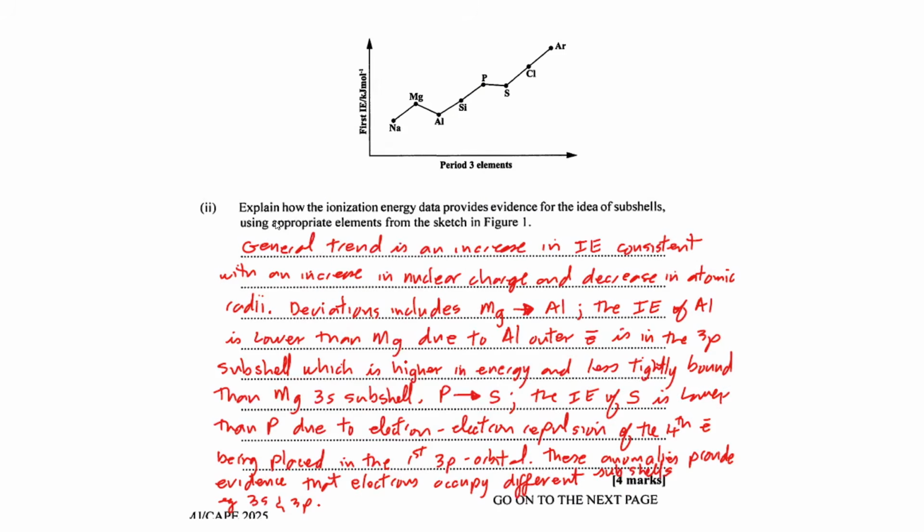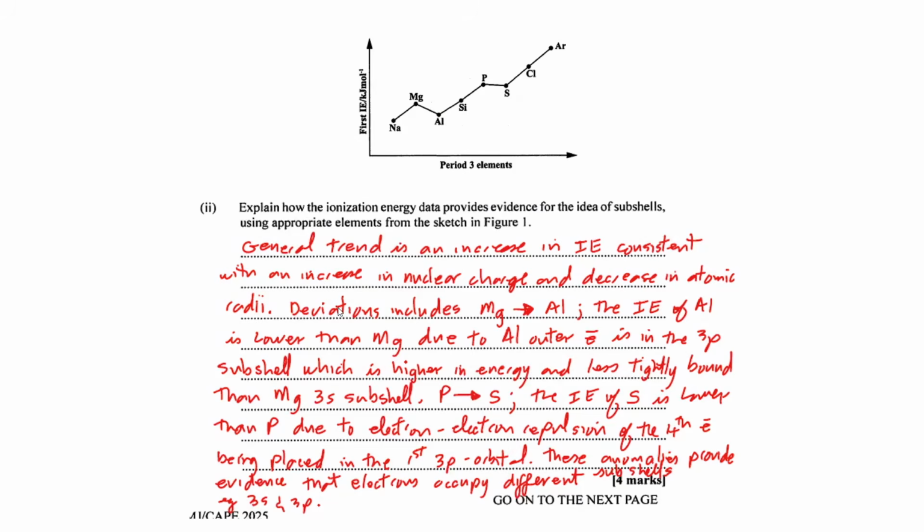Part 2. Explain how the ionization energy data provides evidence for the idea of subshells using appropriate elements from the sketch in Figure 2. So we'll be looking at these 2 anomalies here between magnesium and aluminum and phosphorus and sulfur. So in explaining the trend, we'll see that the general trend is an increase in the ionization energy, and that is consistent with an increase in the nuclear charge and a decrease in the atomic radii.